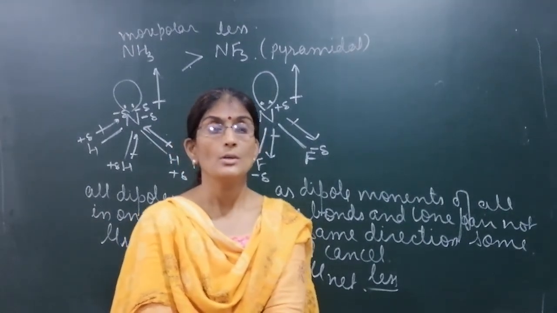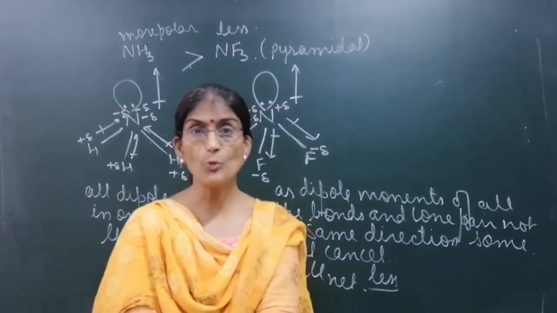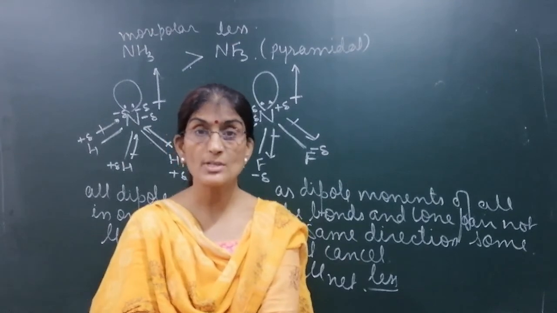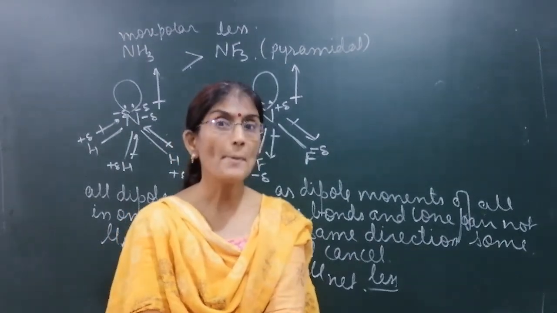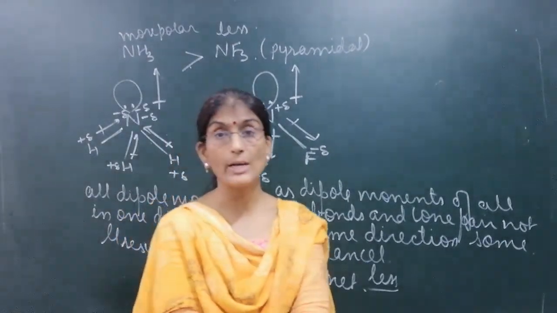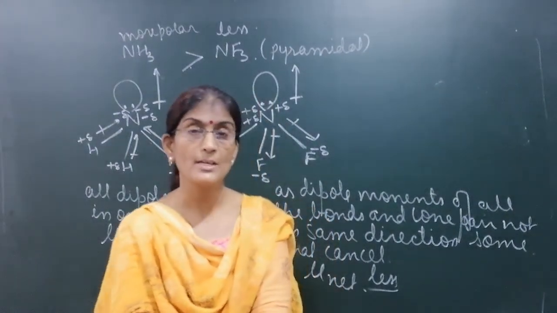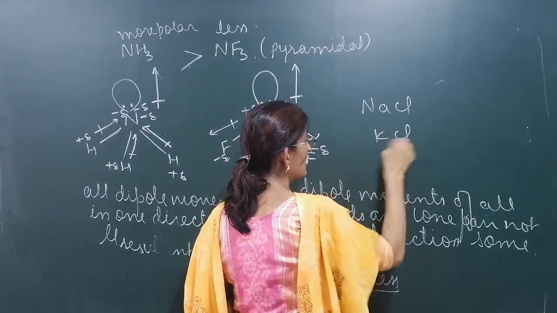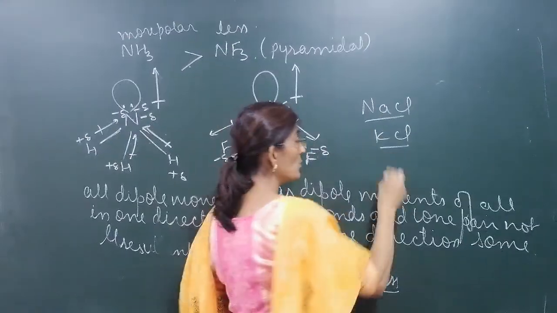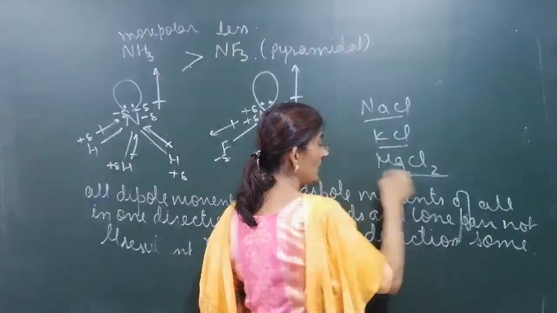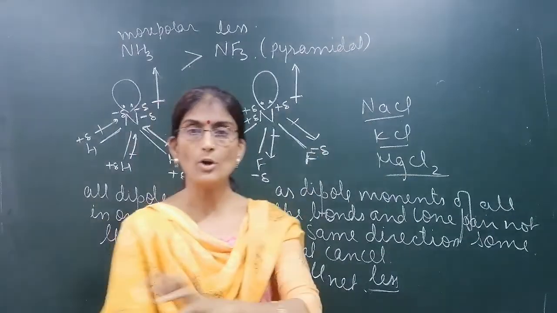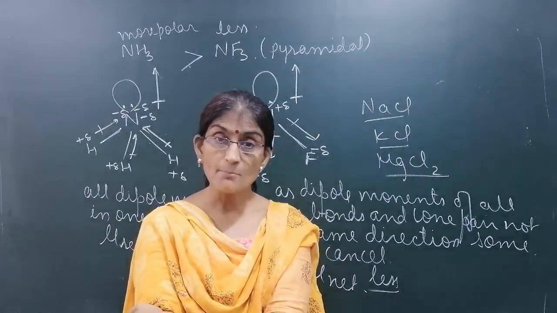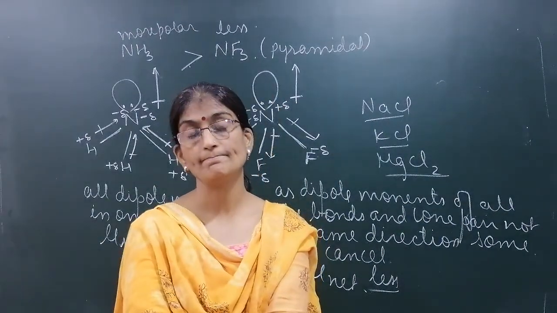Now, just as covalent bonds are not perfectly covalent, and some ionic character is there in covalent compounds, similarly ionic compounds are also not perfectly ionic. They are not 100% ionic. For example, NaCl is formed by transfer of electron. KCl is formed by transfer of electron. Magnesium chloride is formed by transfer of electron only. Ionic bond is present between metal and non-metal, but they are not 100% ionic. There is some covalent character in them.